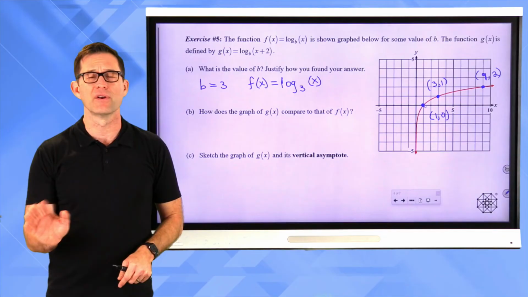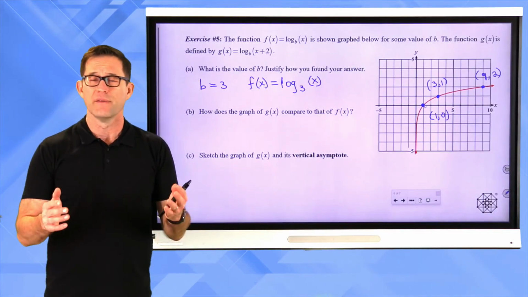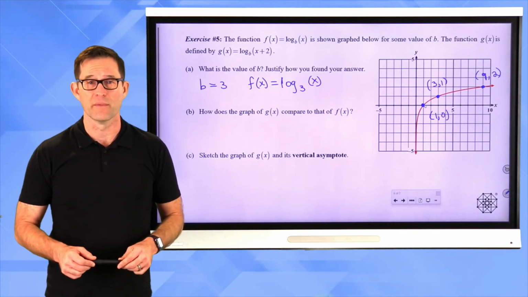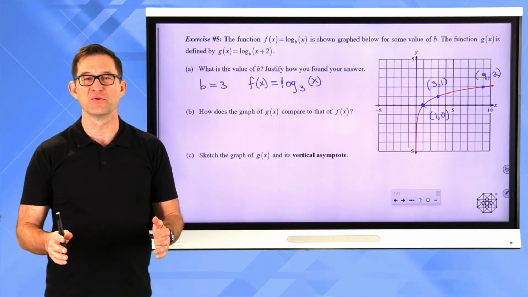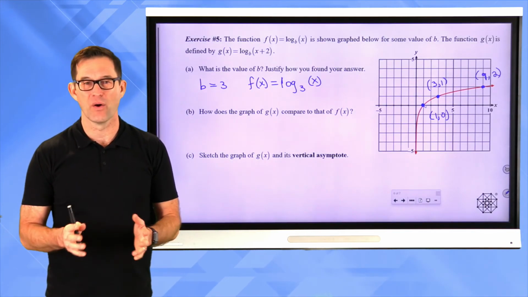And that doesn't have anything to do with shifting or transformations. That's simply a little review of what a logarithm is. Letter B. How does the graph of g of x compare to that of f of x? Well, this does have to do with shifting, so pause the video now and go ahead and figure that out.